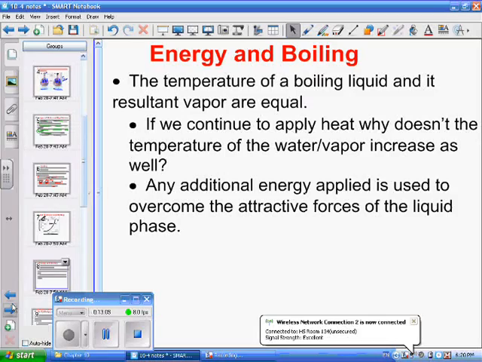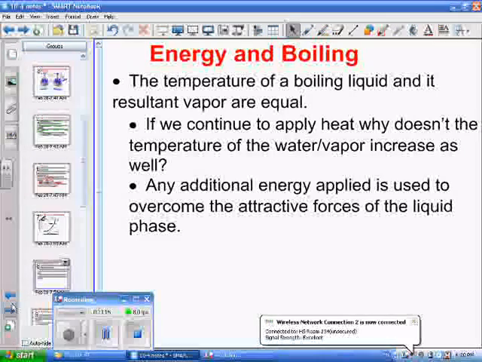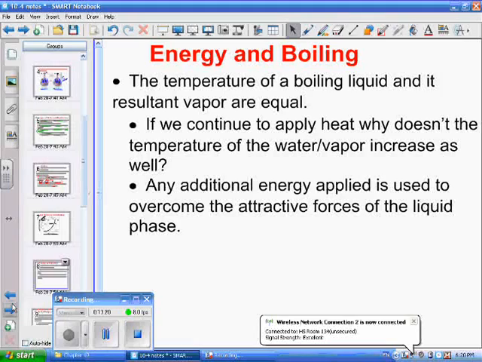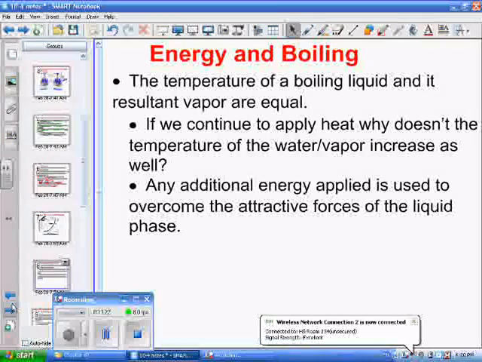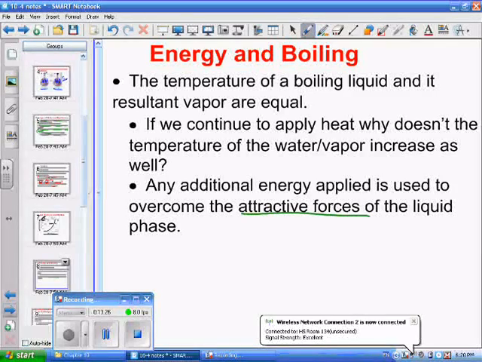Any additional energy applied is used to overcome the attractive forces. So the question that this slide is telling us is, why does water boil at 100 degrees Celsius and not more? Why can't I heat up water any hotter? Any additional energy that goes into that has to overcome the attractive forces, there. And in doing so, it can't get any hotter than 100 degrees.